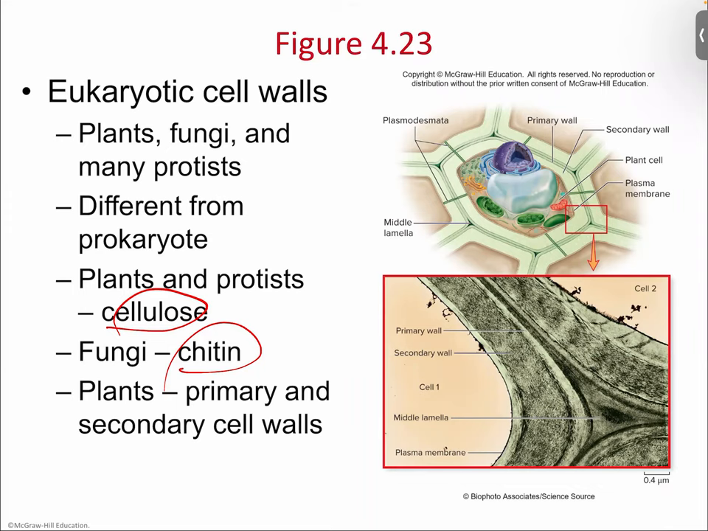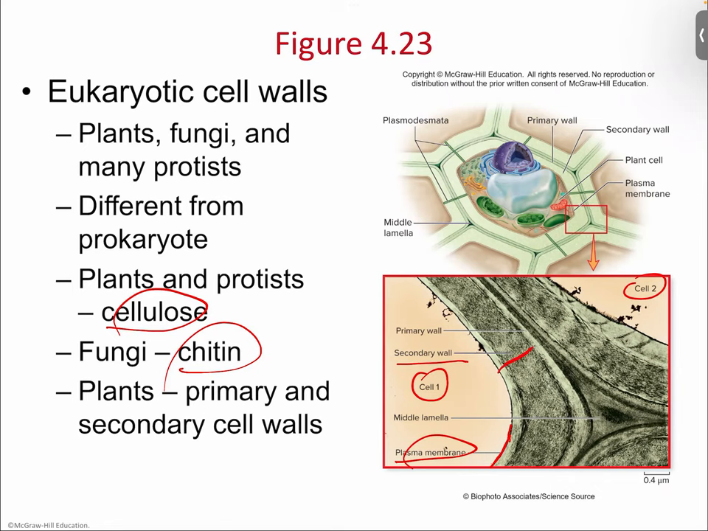So when you take a look at the cell, here's cell number one, here's cell number two. We're going to take a look at an electron micrograph of a cell wall, two plant cells coming together. As you go through the cytoplasm, the first thing you're going to hit, obviously, is your plasma membrane. That's this layer right here. And then just on the other side of the plasma membrane is going to be the first of two layers of wall. This is the secondary wall. This is the one that's the majority of the plant cell wall. So what we think about as a plant cell wall is mostly secondary wall.